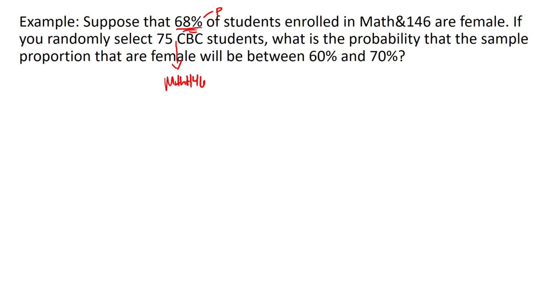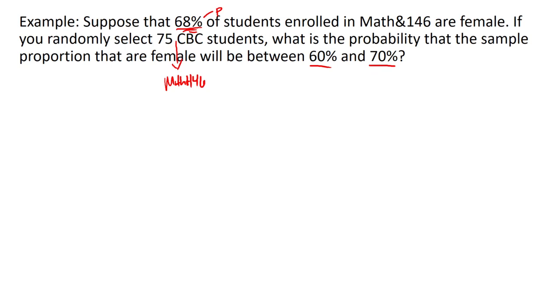Are you going to get 68% in your sample? Probably not. You probably get something close, but you're probably going to get something more or less than 68%. It's really unlikely that you would sample 75 people and happen to get a sample that looks exactly like the population. It's not very likely.